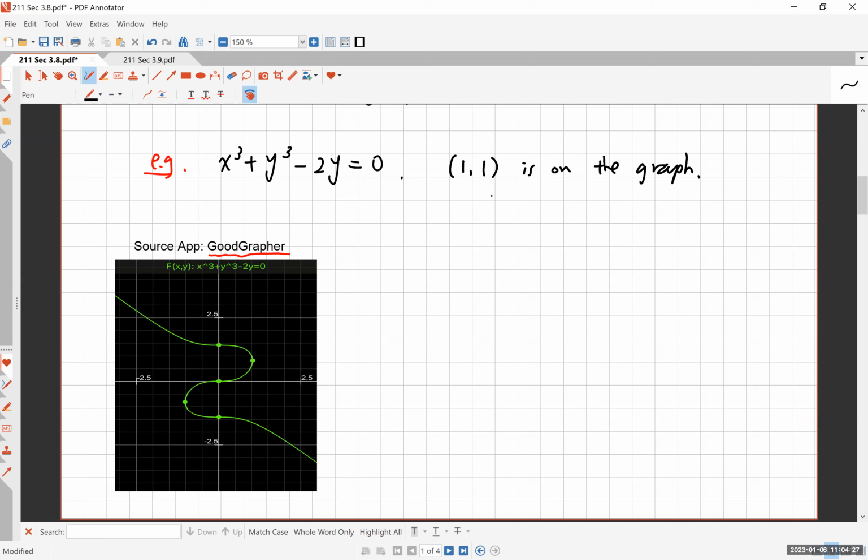How do I know that? Because 1 cubed plus 1 cubed minus 2 times 1 is equal to 0. This point satisfies this equation. And remember, the graph of an equation is simply the set of all points satisfying that equation. So (1, 1) is definitely on this graph. All right, great. Where is (1, 1)? It's somewhere, maybe I can do this in red, somewhere around here.